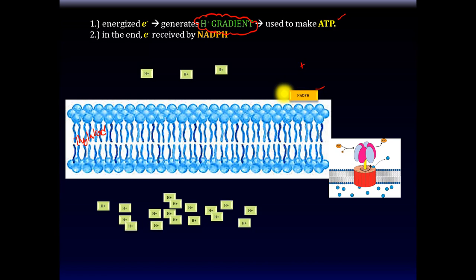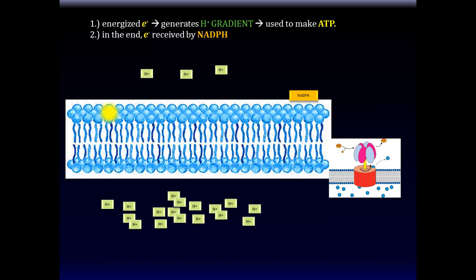If you understand this, then you understand how light energy is trapped by the electron. In the thylakoid membrane, the electron kind of dances around, so to speak, goes up and down, and that creates a hydrogen ion gradient, which is used to create ATP. And finally, the electron rests in NADPH form. So that is very key.